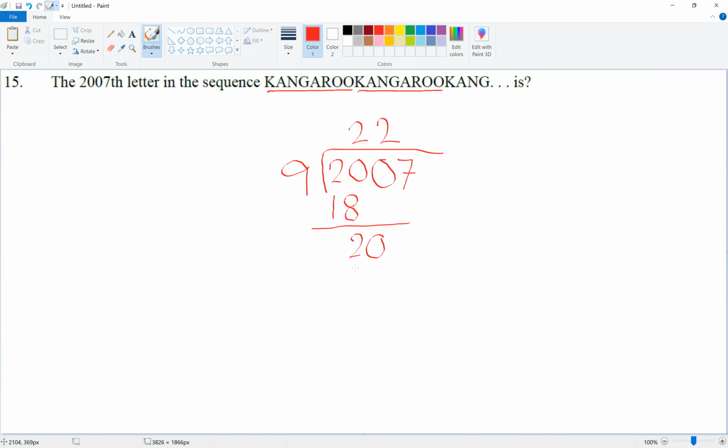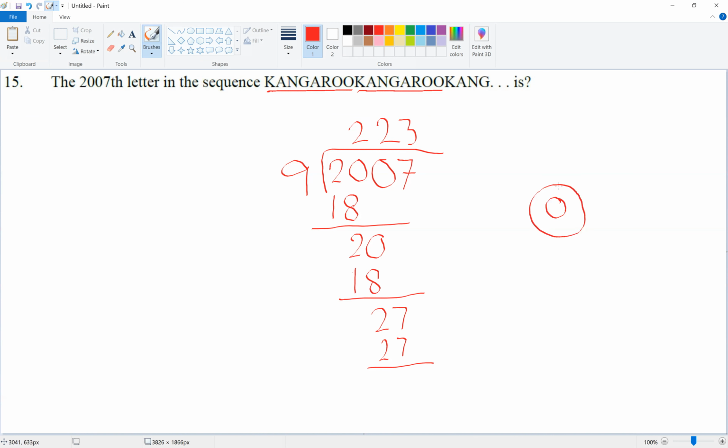223. 18, 2, 7, 3. So do you see it will have exactly 223 groups? Yeah. So what do you think the last letter would be in that group?